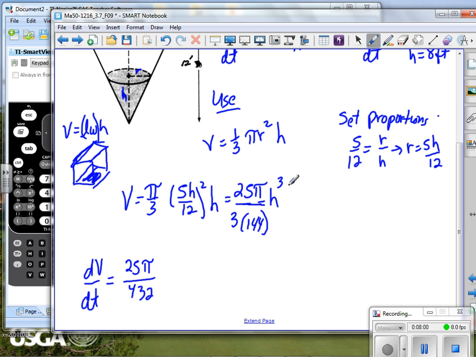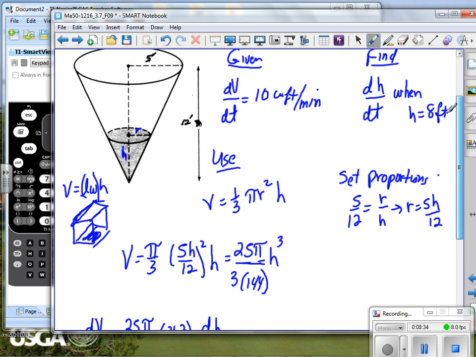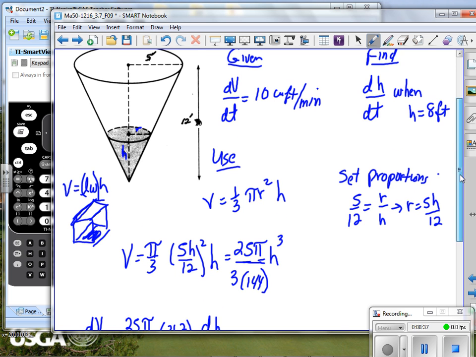Okay, now I need the derivative of h cubed with respect to time. So that's our composite function there. So we're going to have 3h squared times the derivative of h with respect to time. What am I trying to find? dh/dt. That was one of our given pieces, right? Okay, so find that when h is 8.